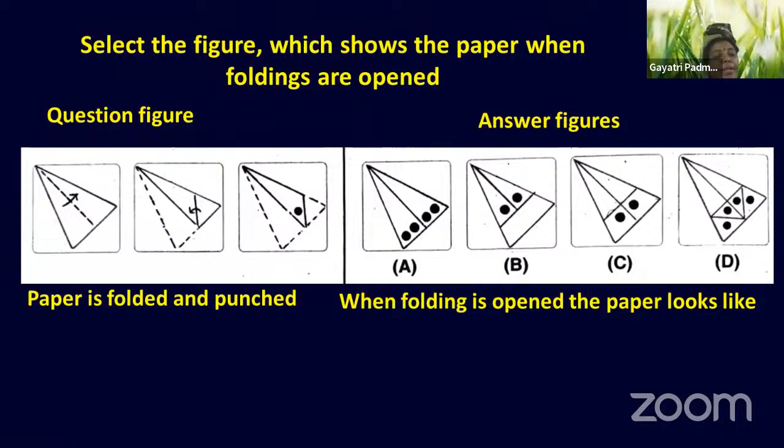The paper is folded and punched in this way. In the first figure, it is folded in a triangle way, and again it is folded on the right hand side. And then a punching is done after folding. So what would be your resultant output? Four options are given: option A, option B, option C, and option D. Quickly think over this and then you can choose the correct option.